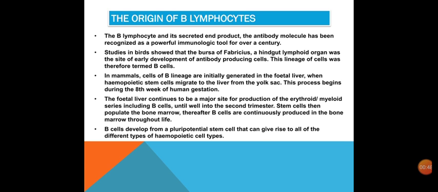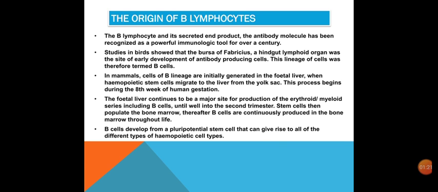In mammals, cells of B lineage are initially generated in the fetal liver when hematopoietic stem cells migrate to the liver from the yolk sac. This process begins during the 8th week of human gestation. The fetal liver continues to be a major site for production of the erythroid myeloid series, including B cells, until well into the second trimester.